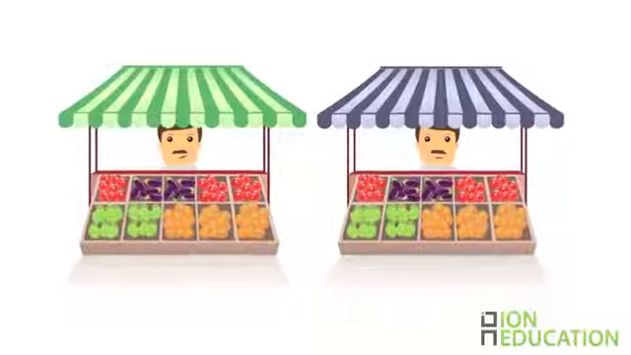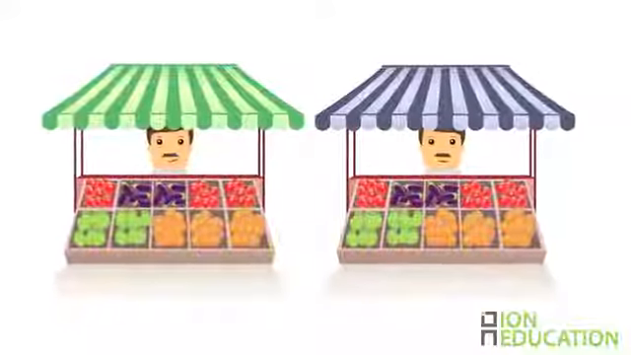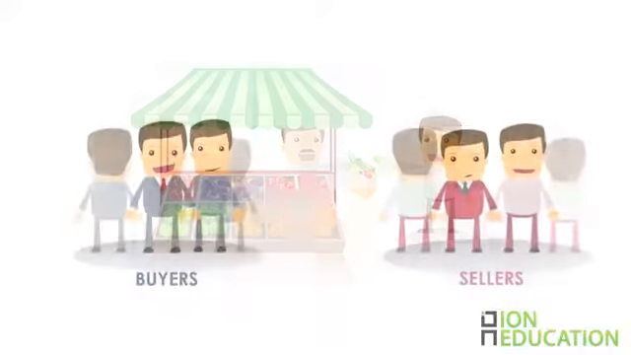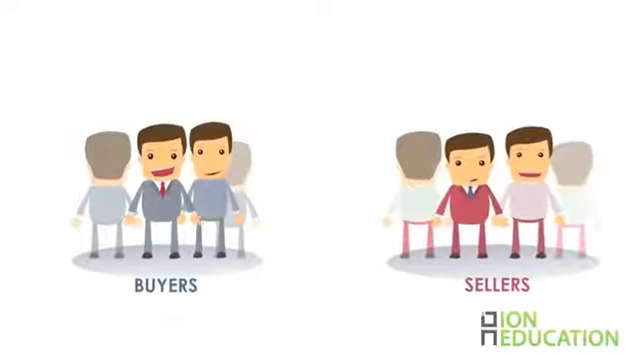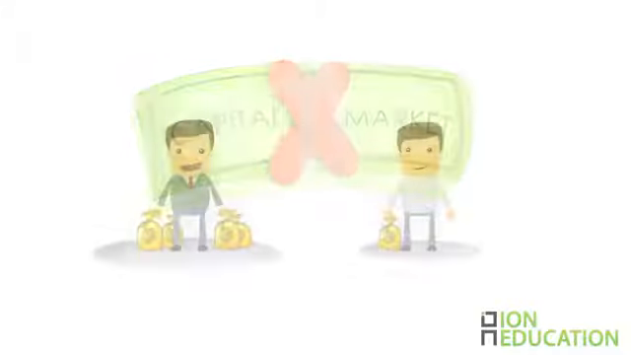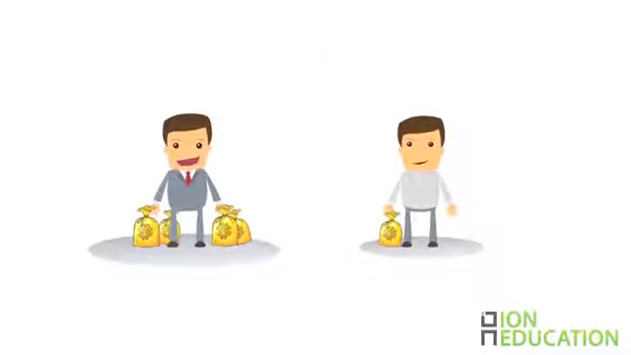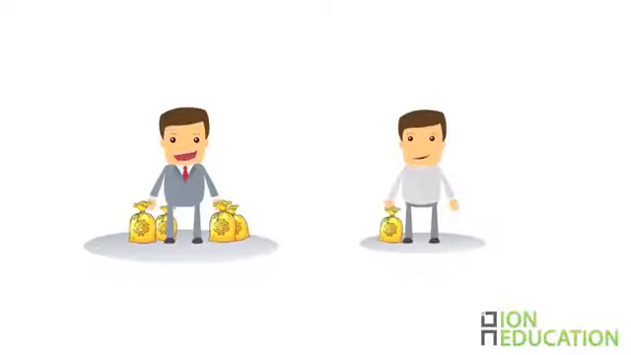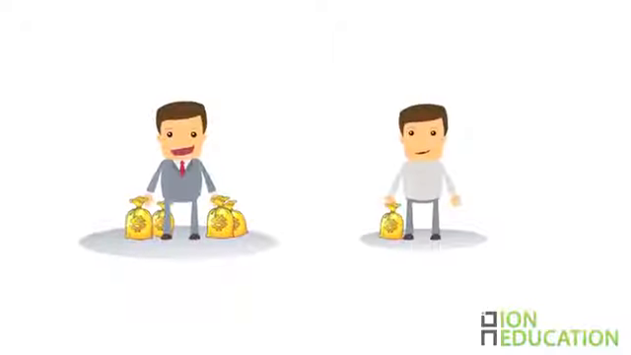And markets refer to a place where products and services are bought and sold between buyers and sellers. Putting the words together, capital markets are markets where money is exchanged between people who have excess of it to those who are in need.